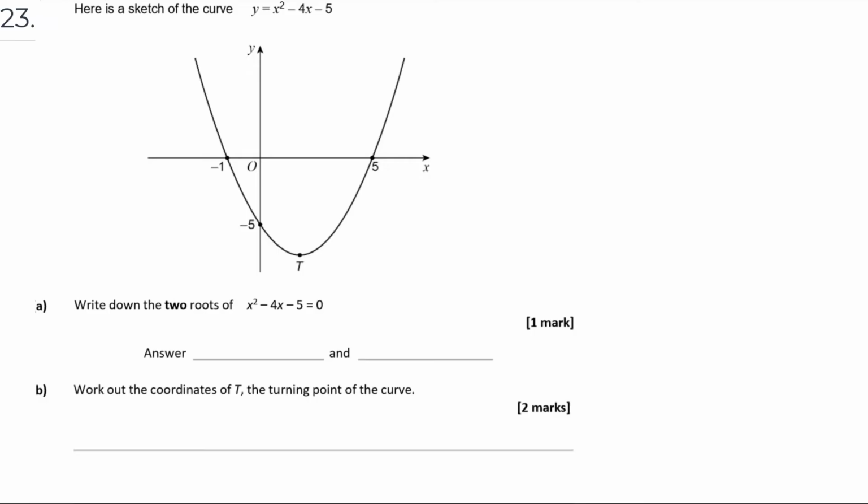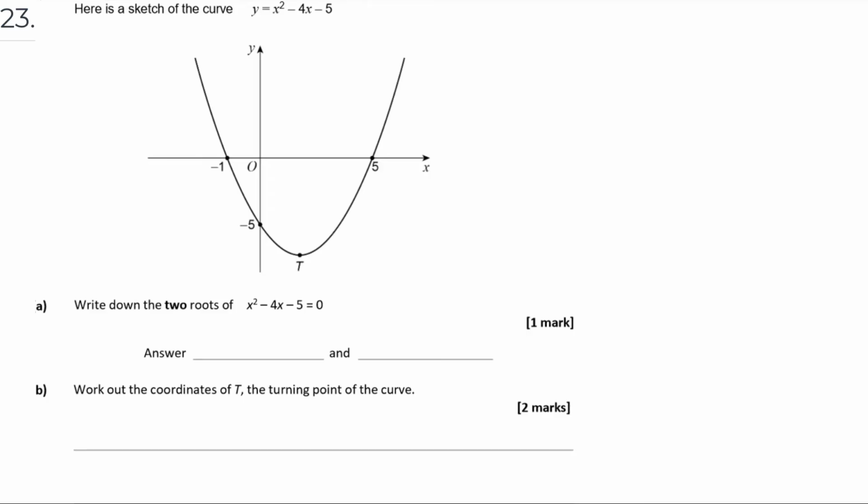Here is a sketch of a curve y equals x squared minus 4x minus 5. And we've got the graph. It's showing me the roots. I've got the y-intercept and I've got a point T, which I'm guessing is the turning point or the lowest point on the curve. Now it says write down the two roots of x squared minus 4x minus 5 equals 0.